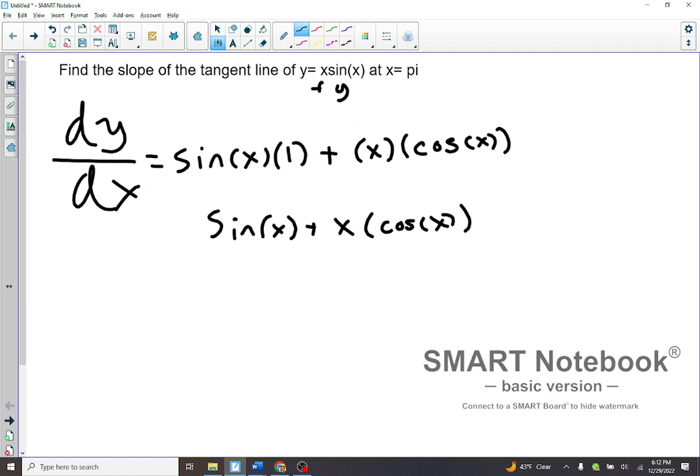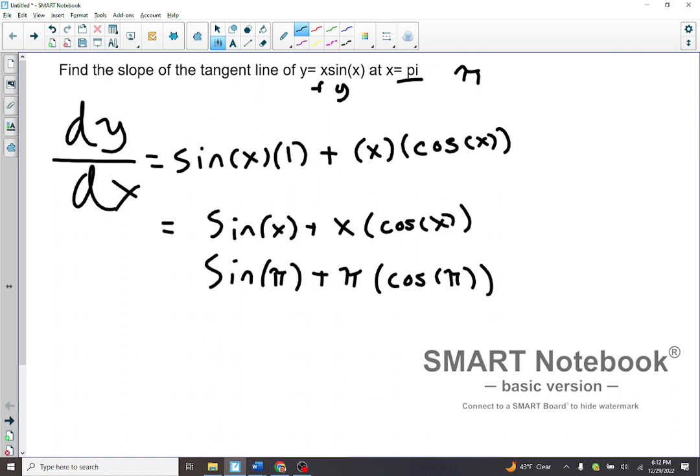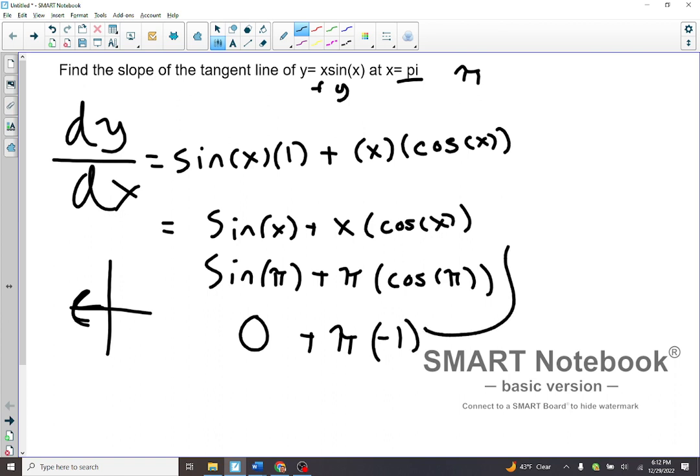So then, in this situation, now I have my derivative. I just could plug in pi. So sine pi plus pi times cosine pi. Well, sine pi, remember on the unit circle, it'll be this direction. So sine is usually our y value, so sine is 0 here, plus pi times the cosine of pi, which is still over here, is -1, so -1. So your final answer is -1 pi.